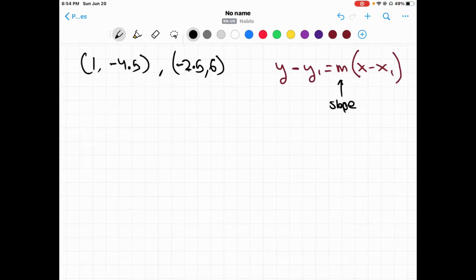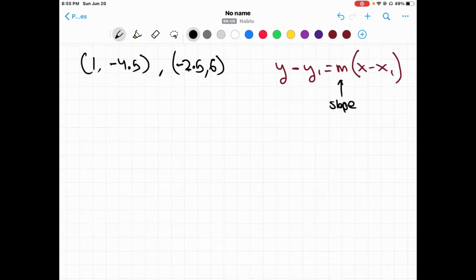Okay, so here we have our first example. We are told that point 1 comma negative 4.5 and point negative 2.5 and 6 are part of the same linear graph, and we are asked to find that equation that contains those 2 points.